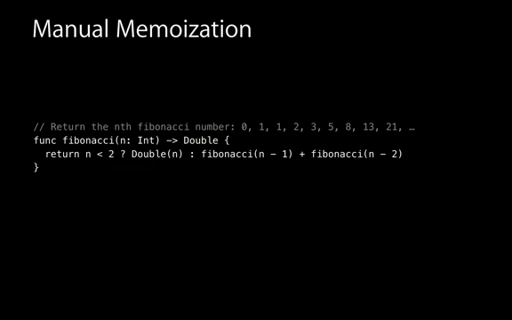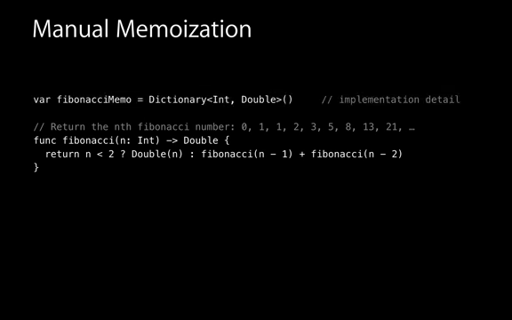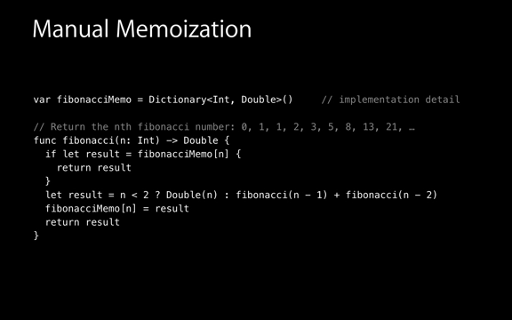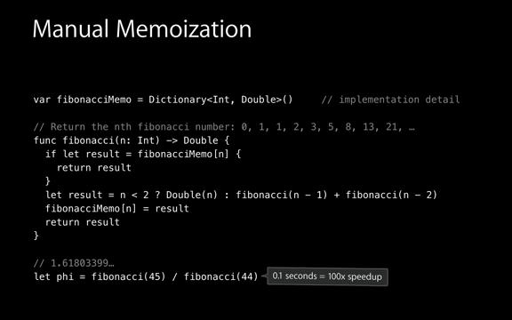Okay, let's manually memoize Fibonacci. First we need a dictionary. Next, we change the function body so that it checks the dictionary to see if it's got the result and only computes the result if it isn't found there. Now how does our function perform? Okay, 100x speed up, that's pretty good. It's 100 times more swift.